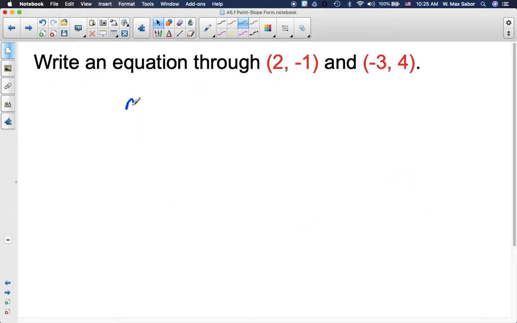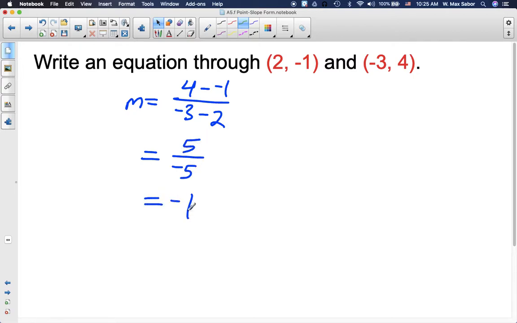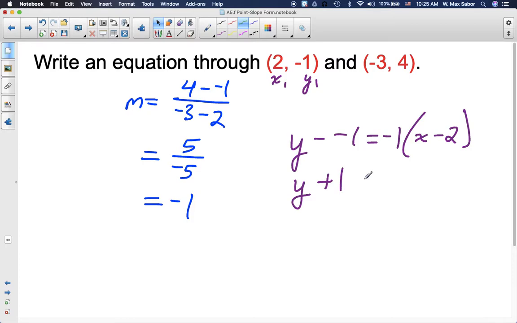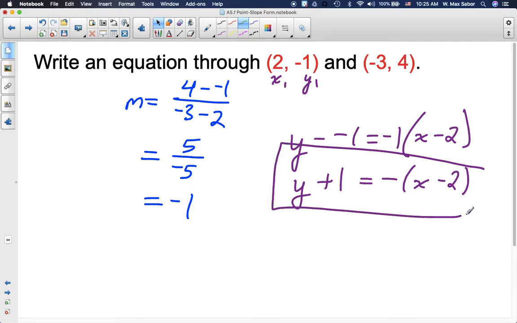To find this, we need to find the slope. So 4 minus negative 1 over negative 3 minus 2. If you've forgotten how to find slope, go back to the slope formula video. So our slope is negative 1. And now we can pick either point. I'm going to pick this one to be my x1, y1. Y minus negative 1 equals m, which was negative 1, times x minus 2. Minus negative 1, you should know, is plus 1. And then minus x minus 2. So that's our equation.